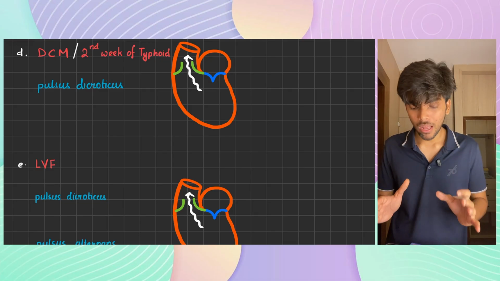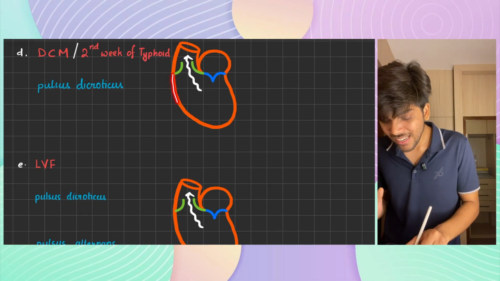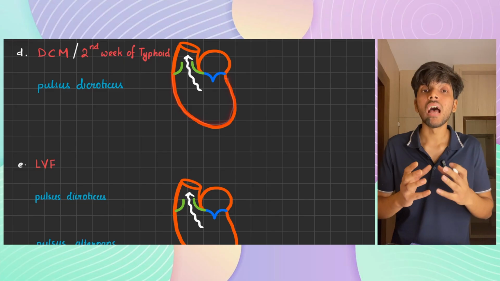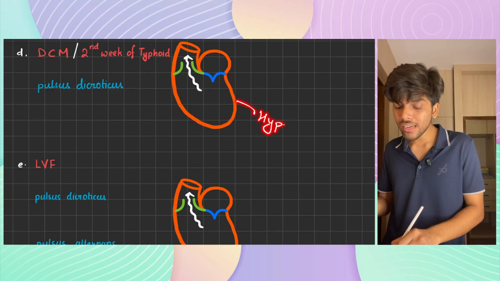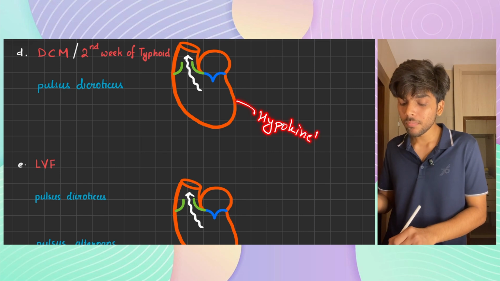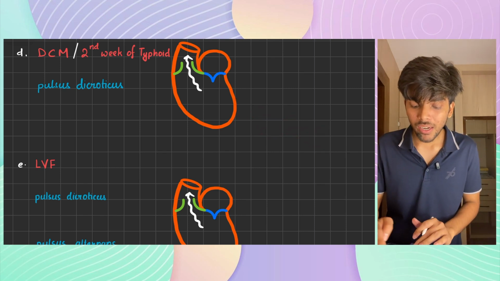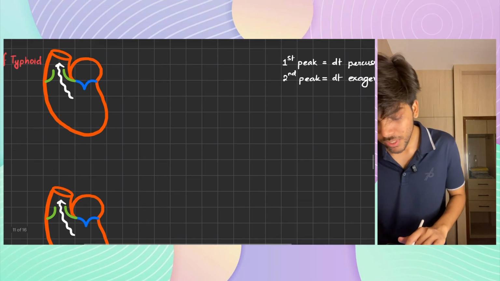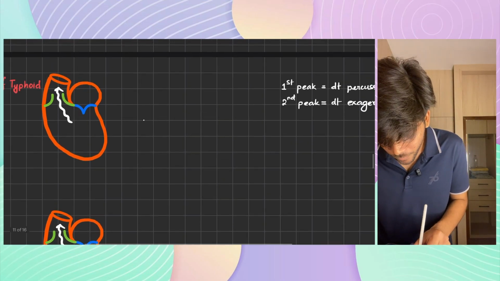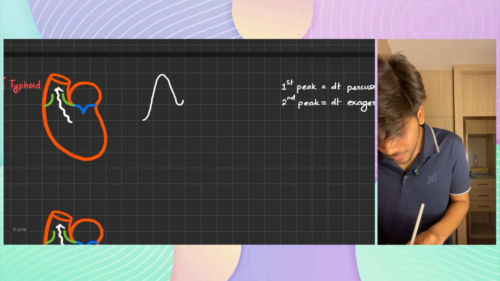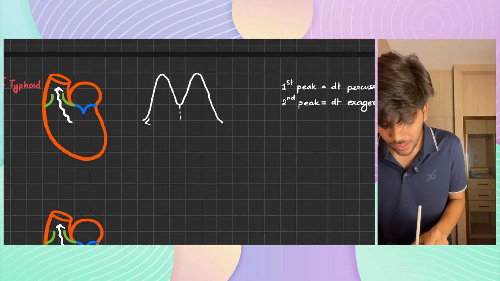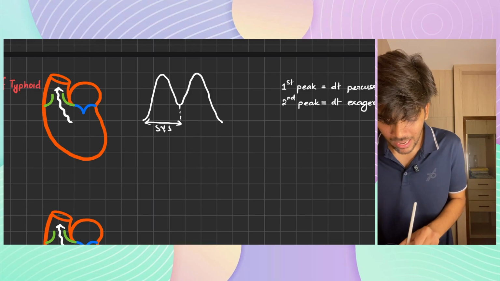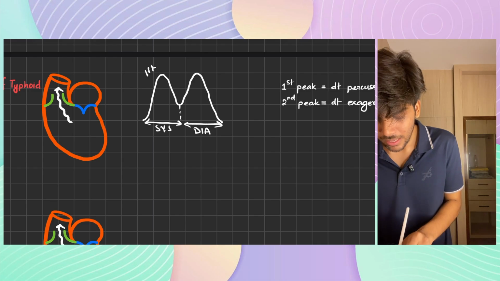Next is dilated cardiomyopathy, as well as the second week of typhoid, where you get dicrotic pulse. In dilated cardiomyopathy, the ventricle is dilated and the heart is large in size. Plus, the heart is hypokinetic, unlike HOCM. Here you get pulsus dicroticus, which means there are two peaks. Di means two. One peak is present in systole and the other peak is present in diastole.